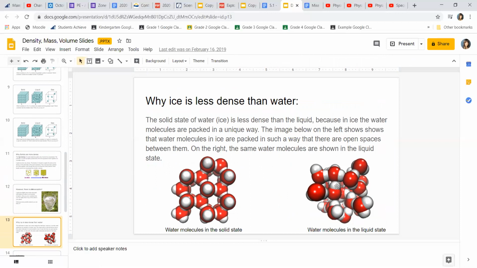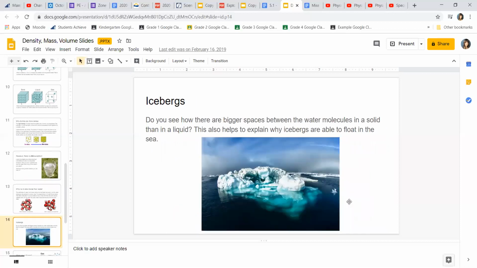They're definitely harder to break those bonds, whereas here in a solid state for water we see that they have open spaces in between the molecular bonds, which means that they're much more easily broken, and they are going to be able to rise to the surface if they are put into water or another liquid because they're going to have a less density compared to them. So that would explain why icebergs, they're huge, they're heavy, yet they are able to float in the sea.